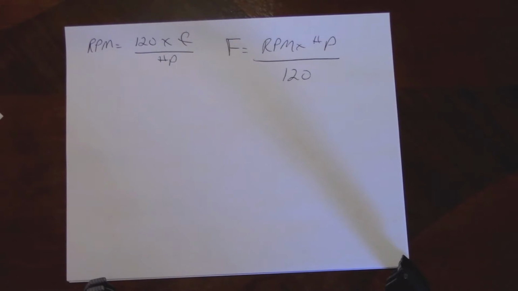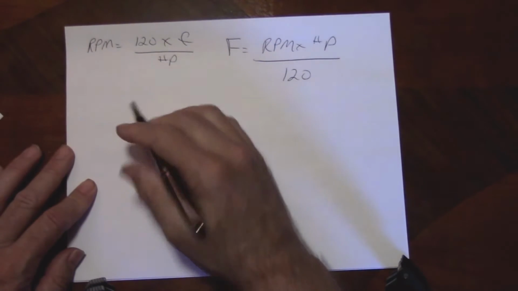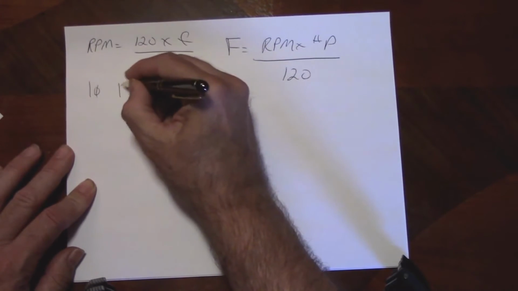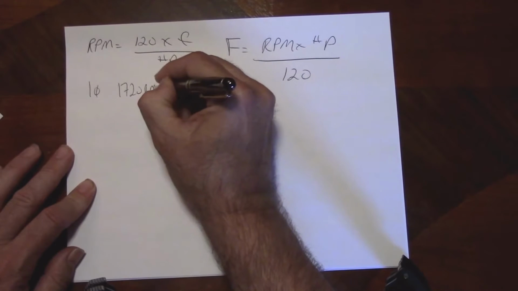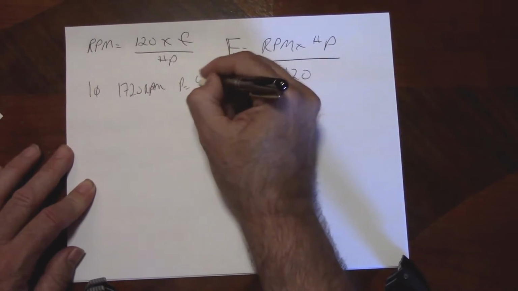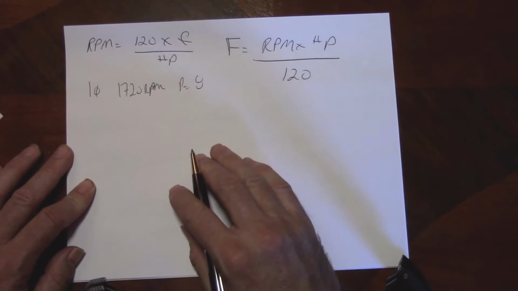We know the formula RPM equals 120 times frequency over number of poles. So if we transpose the formula, frequency now equals RPM times the number of poles divided by 120. Here's your issue. I got a single phase motor, say. It's running at 720 RPM, and my poles are 8. What's my frequency at?